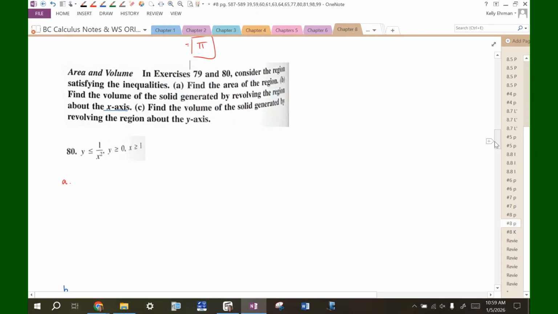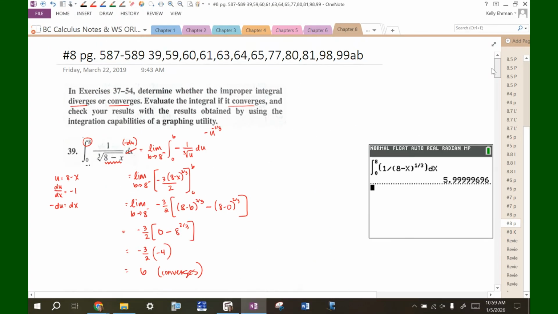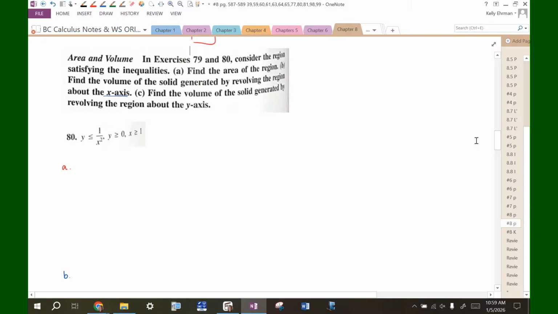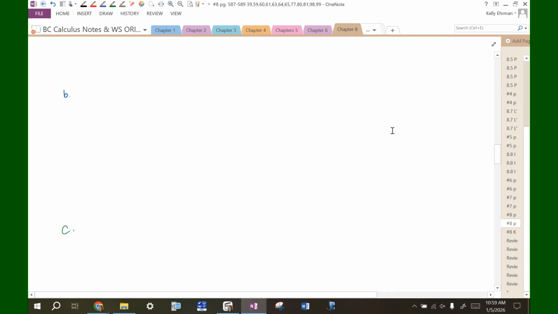And part C, are we doing all three parts? Oh, I just have A and B. Huh. Part C is find the volume of the solid generated around the y-axis. I think I did do y-axis for fun. I don't know, why not?